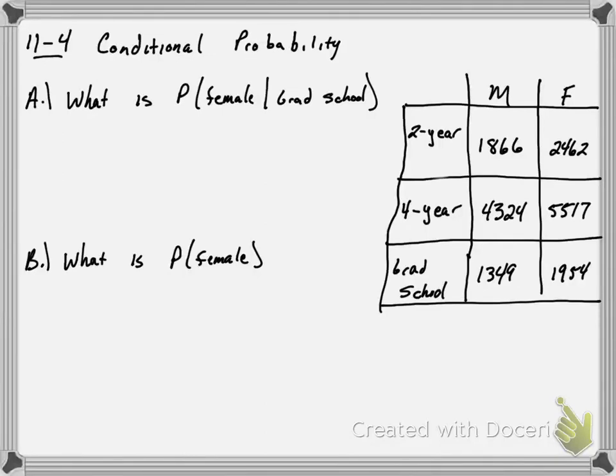11.4 is about conditional probability. It's pretty easy when they give you a table. We hit this pretty hard in geometry. So if we're looking at this, it's the probability of female, grad school.